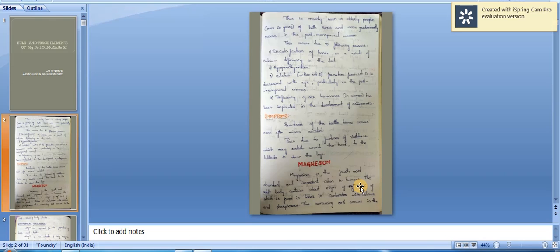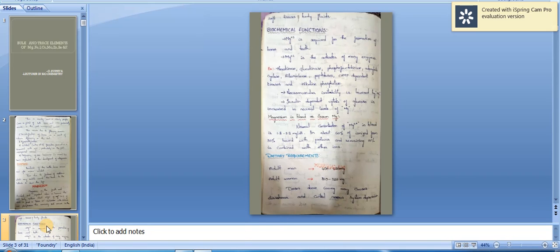The adult body contains about 25 grams of magnesium, 70% of which is found in bones in combination with calcium and phosphorus. The remaining 30% occurs in the soft tissues and body fluids.